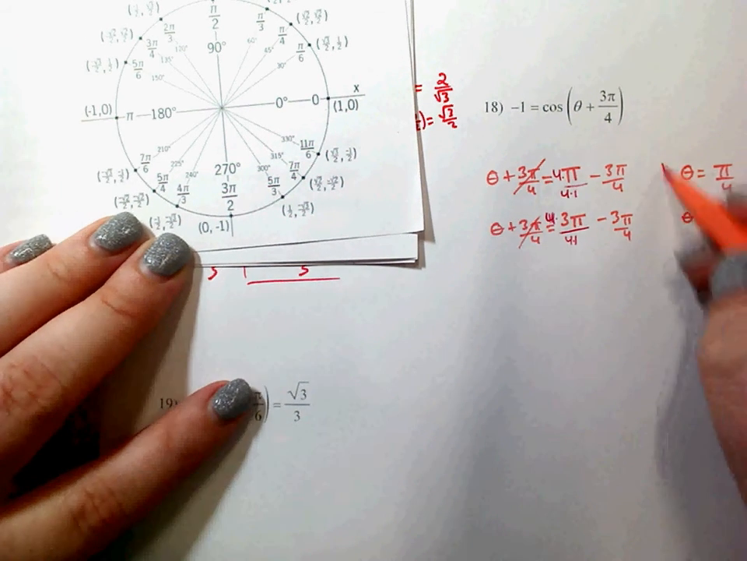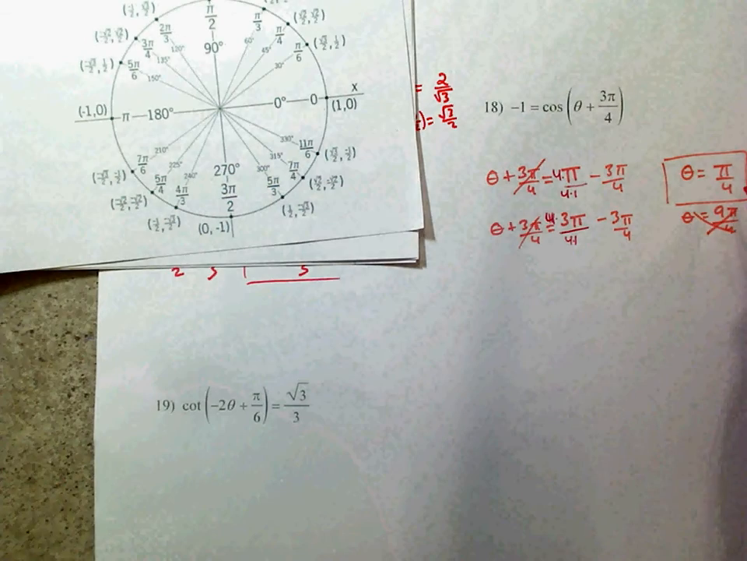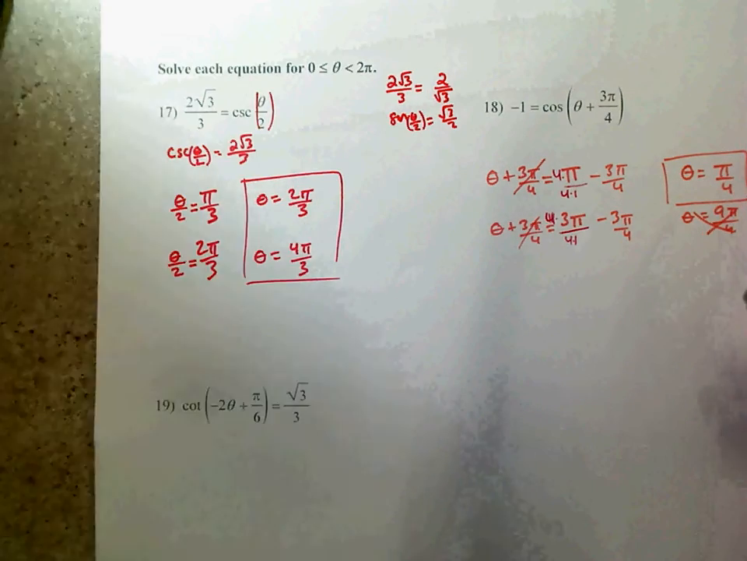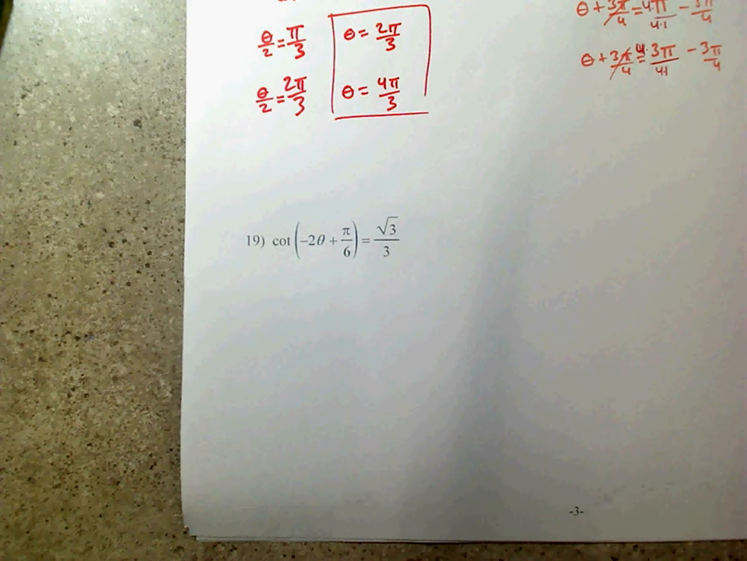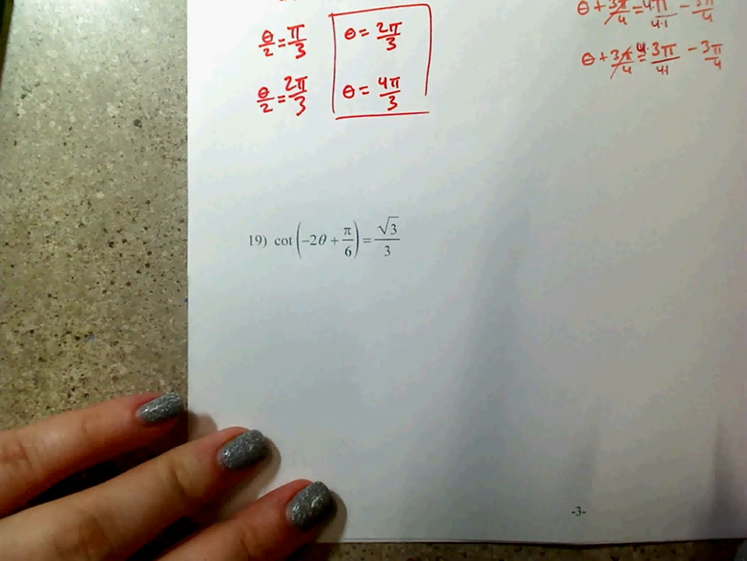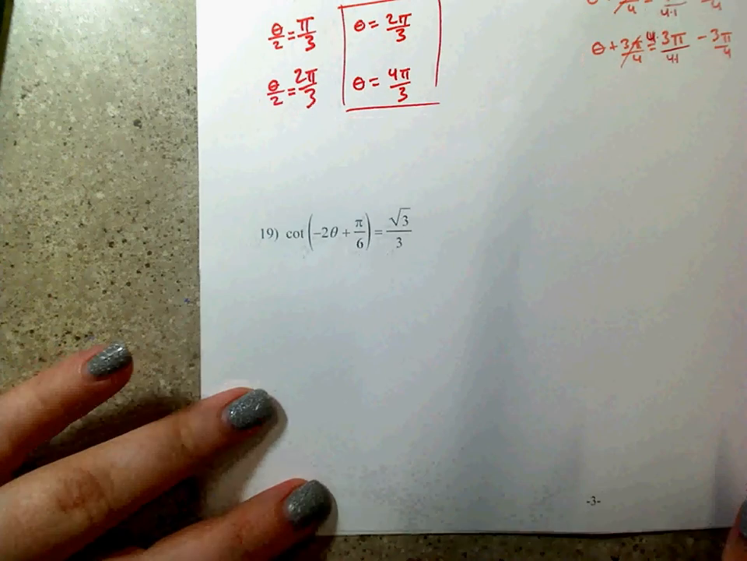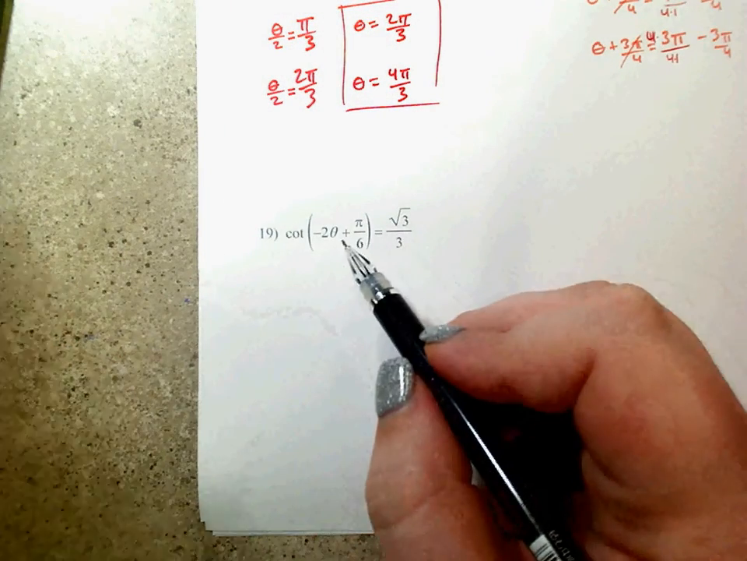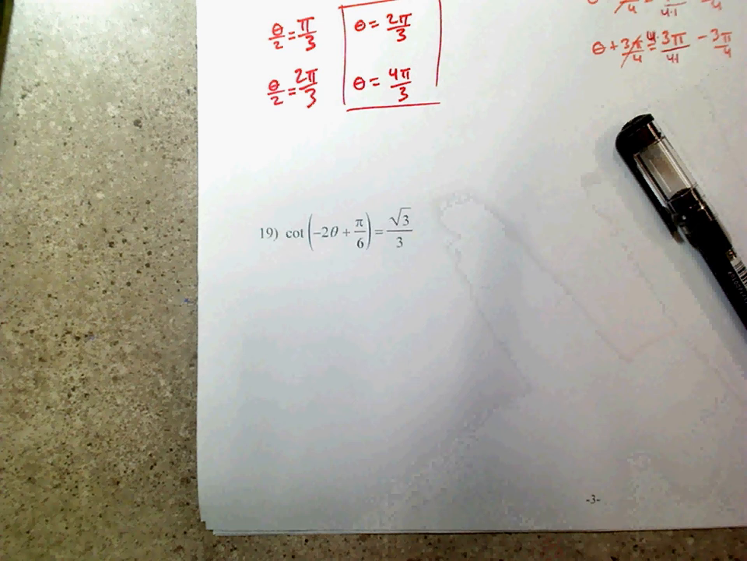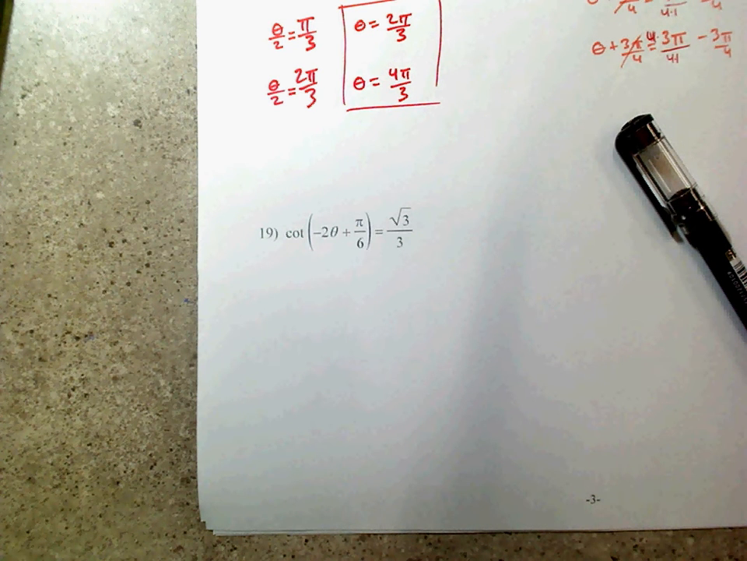All right. Number 19. Number 19 is cotangent of -2 theta plus pi over 6 equals the square root of 3 over 3. So basically, when does cotangent equal the square root of 3 over 3? But we do need to talk about this. This is a shift to the left, pi over 6. Well, actually, it's different than that because of the horizontal compression.